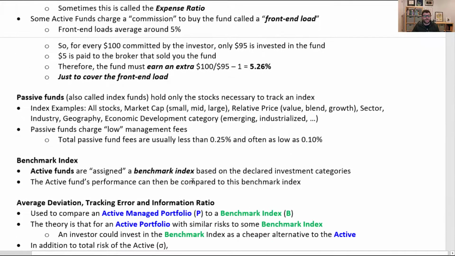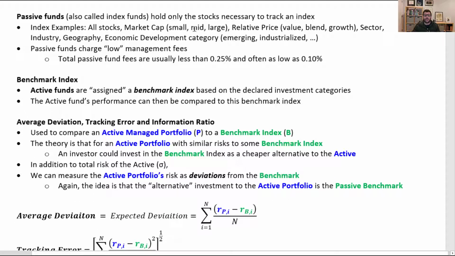Passive funds, which are also called index funds, hold only the stocks necessary to track an index. Index examples include an index of all stocks, or small, mid, or large cap, or value, blend, or growth, and sometimes combinations of these, so it could be small value or large growth. Sector funds or industry funds, with sectors being larger than an industry. They could be geographic. They could be economic development categories, emerging markets, or industrialized. There are lots and lots of different indices, and people have created funds to track many of these indices. Passive funds, therefore, don't have to hire people to choose the best stocks, and so they charge very low management fees. Total passive fund fees are usually less than 25 basis points and often as low as 10 basis points. And passive funds don't charge front-end loads.